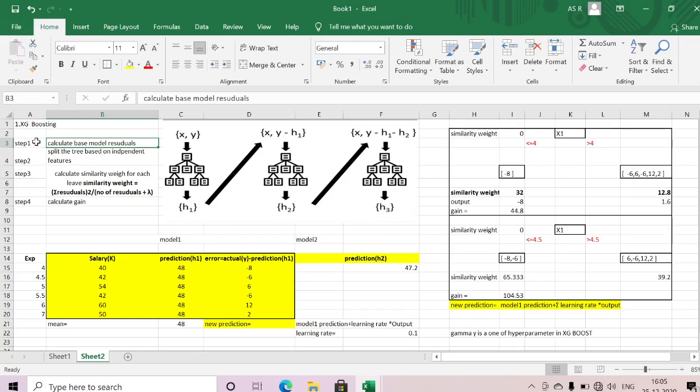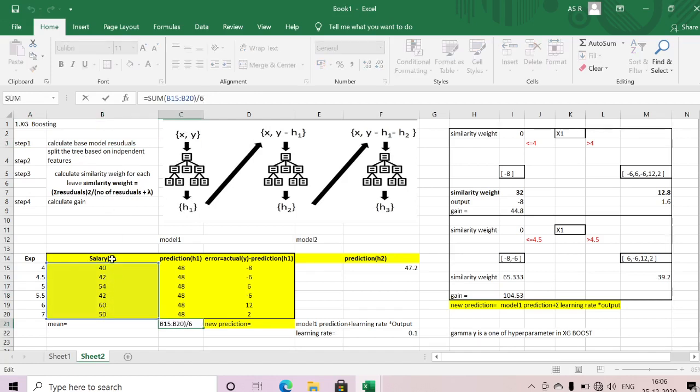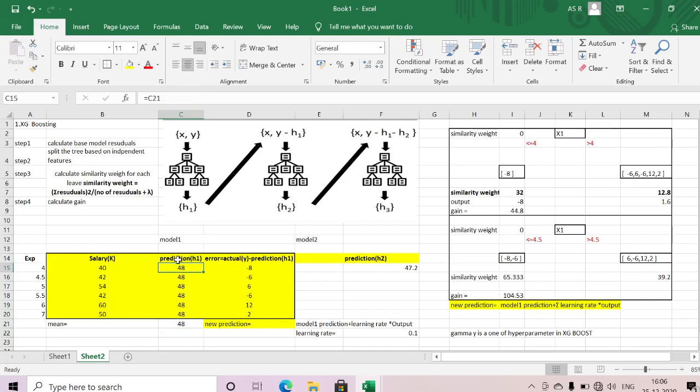Okay, here in the first step we need to calculate the base model residuals. The base model will give the prediction as the mean value. For example, I need to add all the actual data and divide by 6. We have 6 records, so I divide by 6 and calculate the mean. I am considering that mean as the prediction for every record: 48, 48, 48.